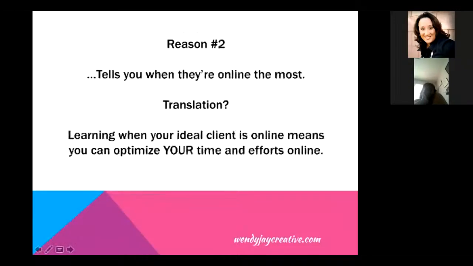Number two, second reason, it tells you when they're online the most. So if your ideal client is a work-at-home mom or a stay-at-home mom, they tend to probably be online when their kids are either at camp or in school or they've gone to bed. And so you need to pay attention to those times, so that when you create your campaigns and you're sharing your expertise and doing your promotions online, you can post them during an optimal time, a time when they're going to be online.